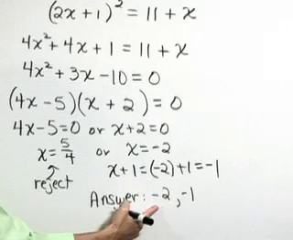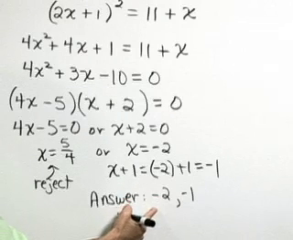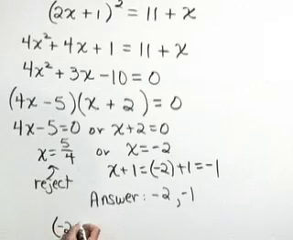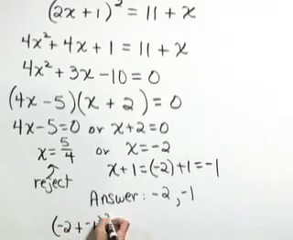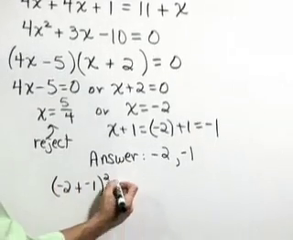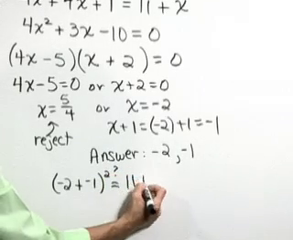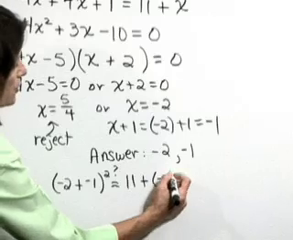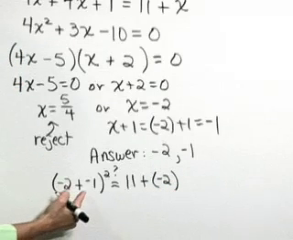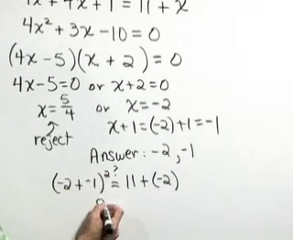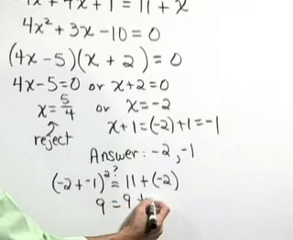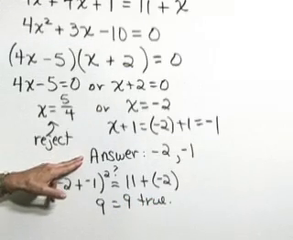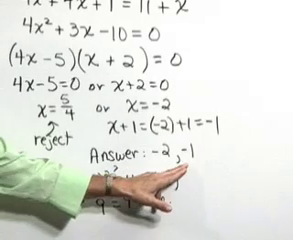Now as a last step, let's quickly check those. We're given that the square of the sum, so negative 2 plus a negative 1 squared, should be equal to 11 more than the smaller integer, negative 2. Is this indeed true? In other words, is negative 3 squared, or 9, equal to 9? Yes, that's a true statement. Things check out. So we can say that our correct answer then is the integers negative 2 and negative 1.